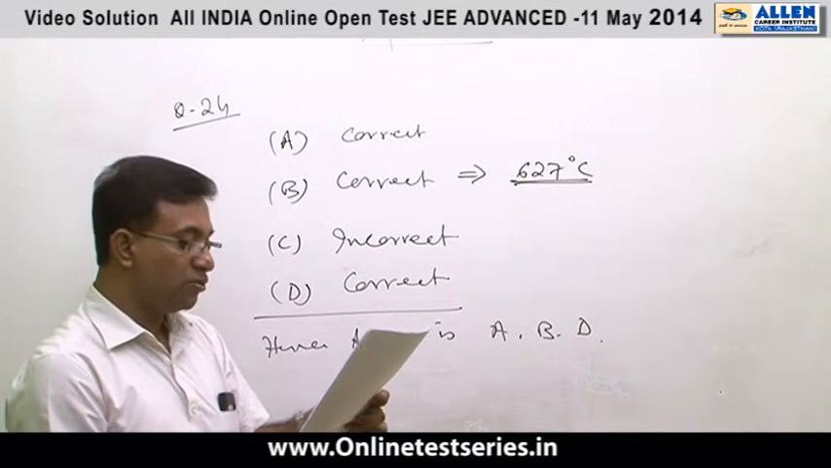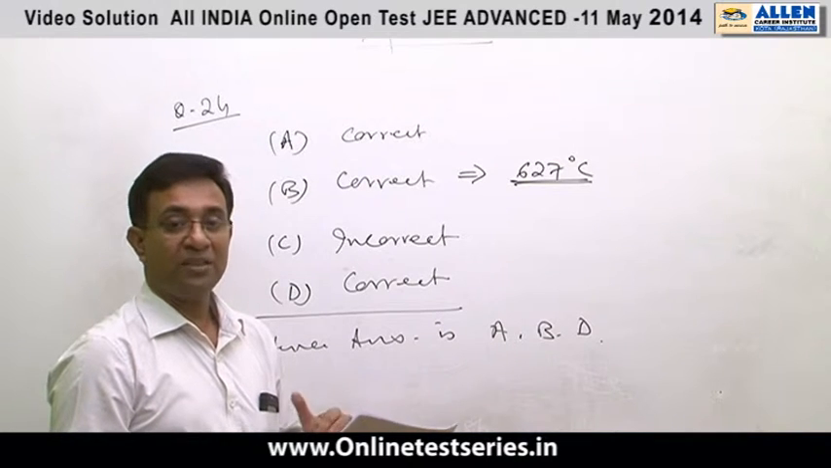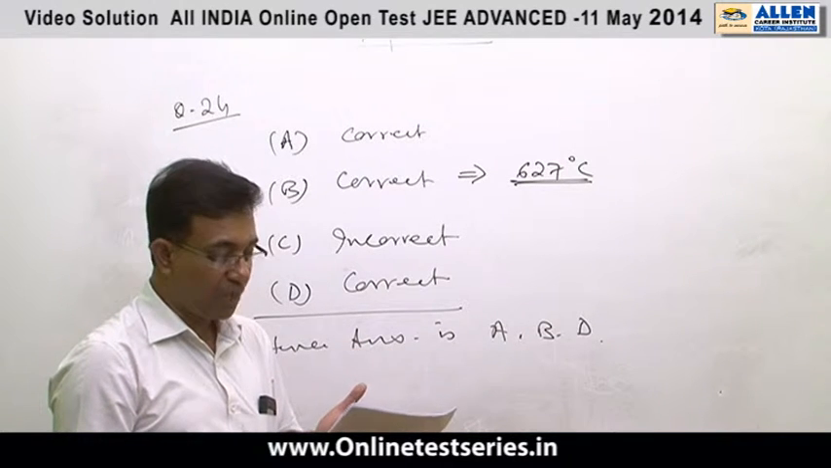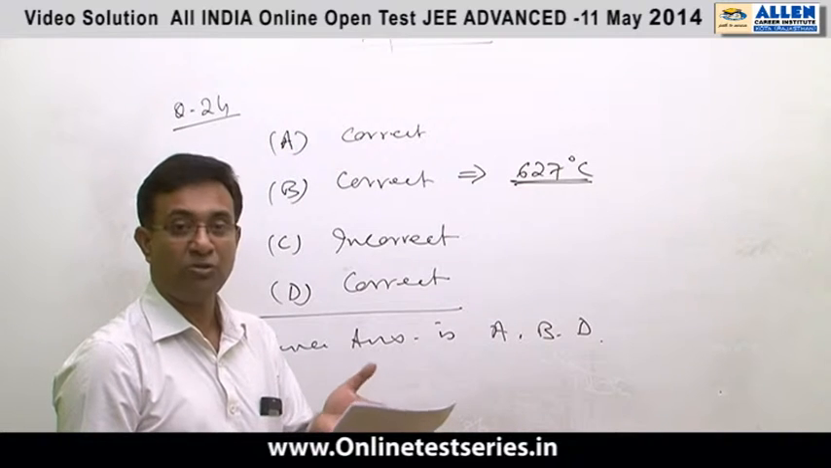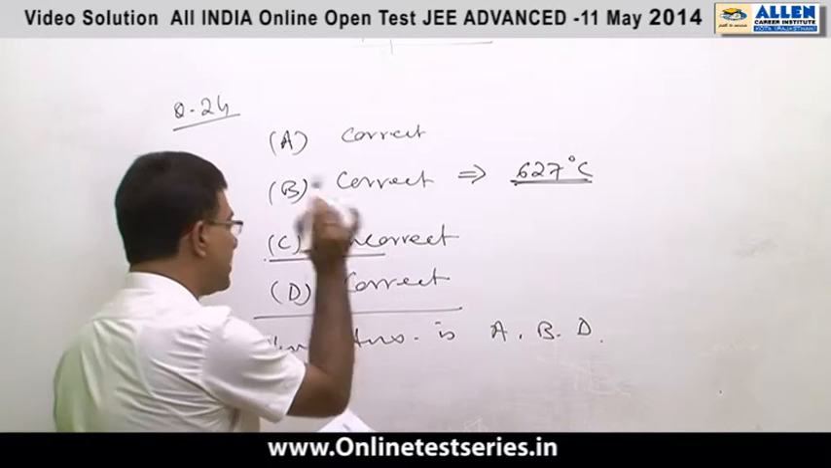The solubility of Al2O3 in water is very poor. The statement itself is correct, but there is no relation between the solubility of Al2O3 and its use as electrolyte. Hence, it is the incorrect option. C is the incorrect option.